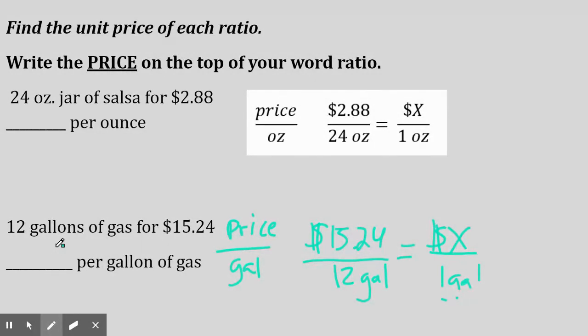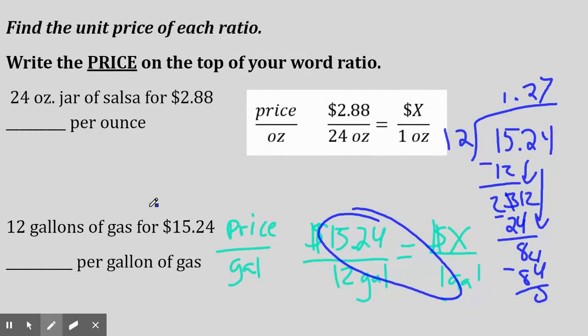I see money, price, so I know price goes on top and gallons goes on bottom. So then I write what I know. I know is $15.24 for 12 gallons. I need to set it equal to my second ratio. I don't know how much it costs for 1 gallon, so that's why I'm going to put X over 1. Because remember, if I'm looking for unit, okay, I need a 1 in the denominator. All right, now go ahead and pause this video so that way you can solve using the butterfly method.